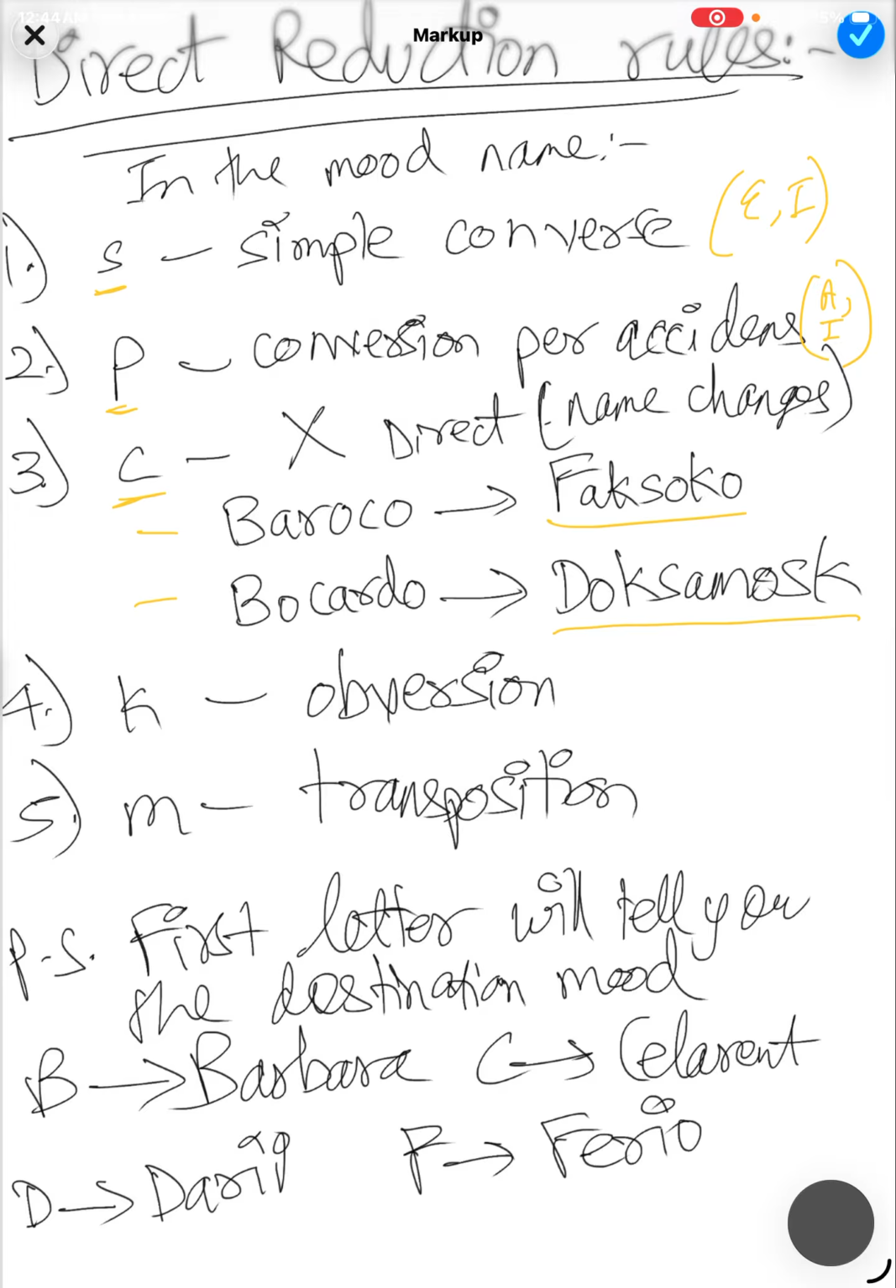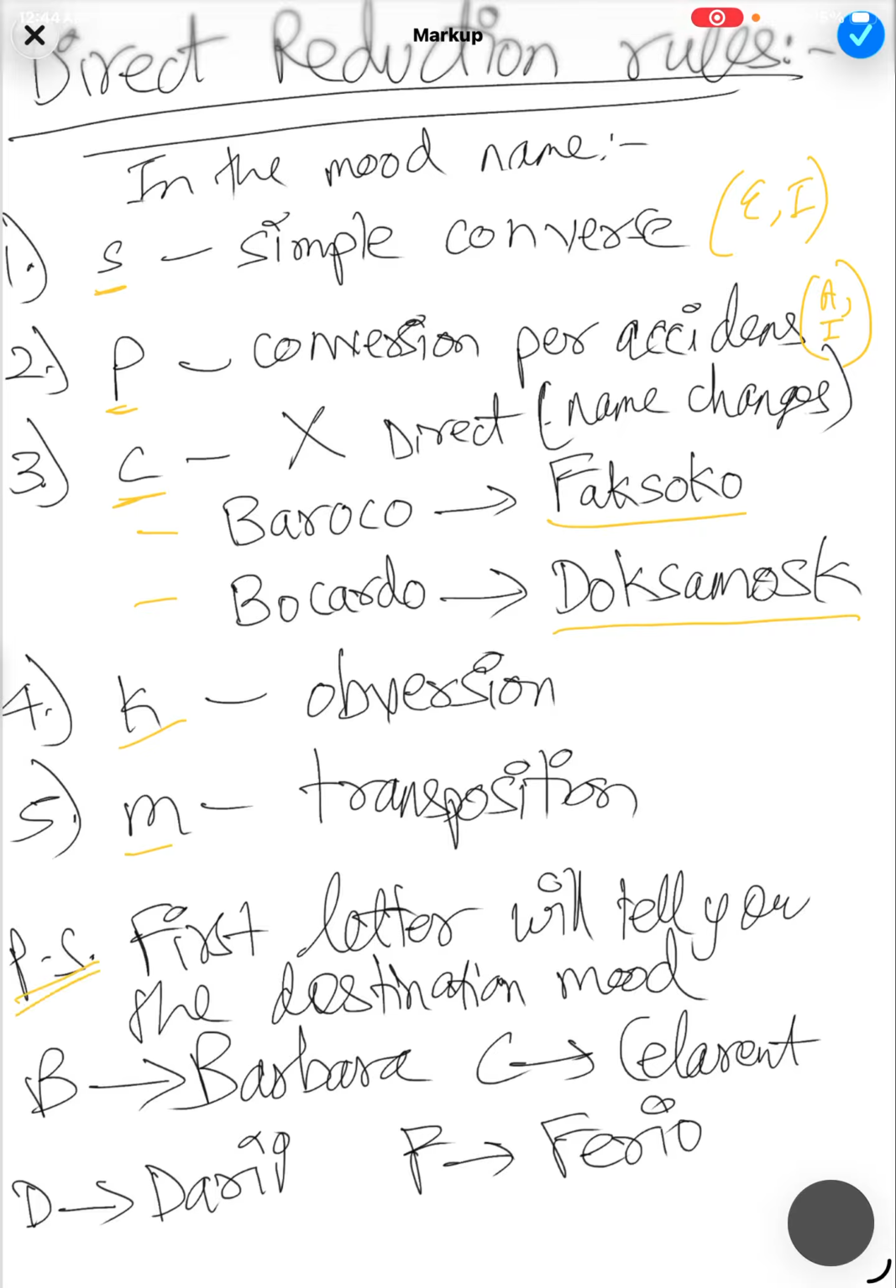Next you have K. K stands for obversion. Okay. In obversion, the subject remains the same, and the predicate becomes its contradictory. That is, a non gets attached in front. And the last rule is for M. M stands for transposition. Transposition simply means interchanging the major premise and minor premise.